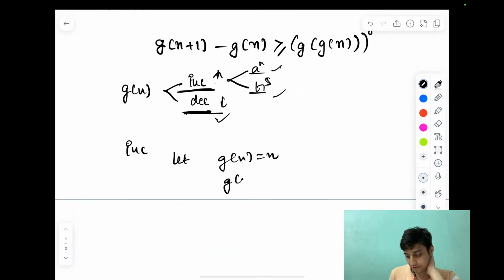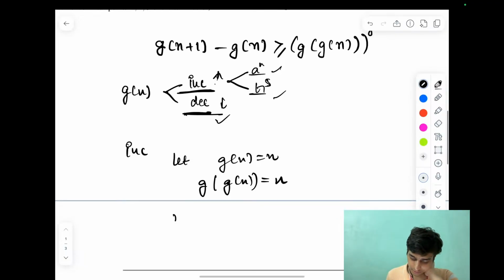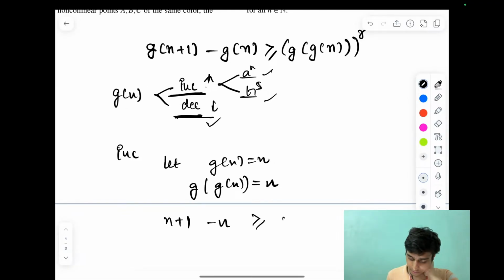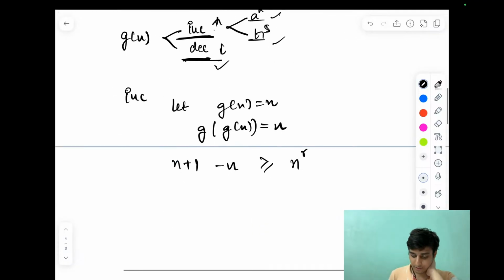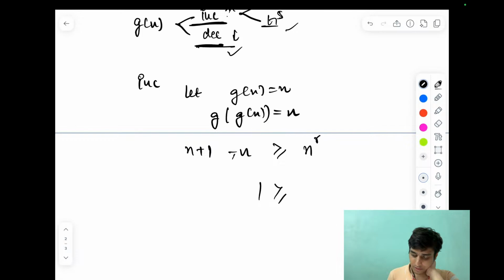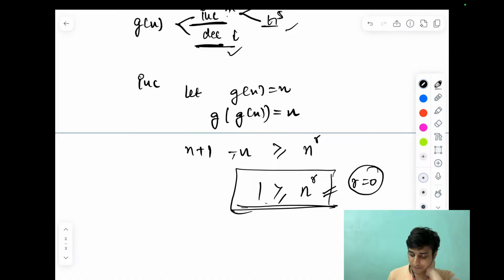So g of n would be n. Simply, as I say, n plus 1 minus n is always greater than or equal to n to the power r. You can see this goes off. So it can never be greater from this condition. r can have a value 0, but it would never be greater than this.